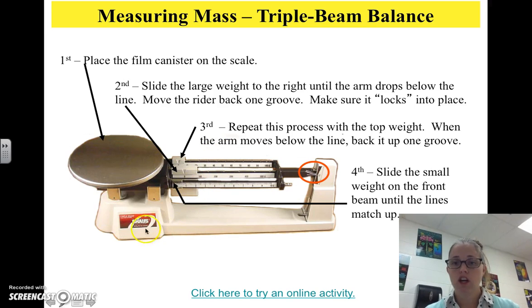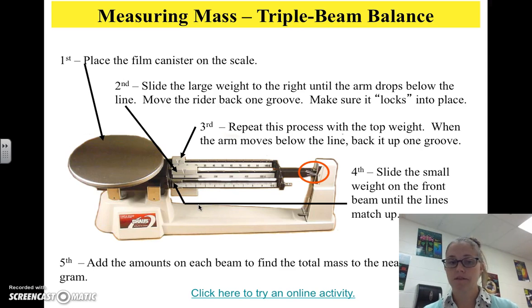And then finally, you're going to do the little tiny one, and you're going to move it until this exact line matches up. You're going to move it so that it exactly matches up. And then you're going to look at all the numbers that are on there, just like we did in the previous slide, and that will give you the mass. So you add all the amounts up, and that's the total amount to the nearest tenth of a gram. So we're going to go ahead and do a quick online activity, if it works.